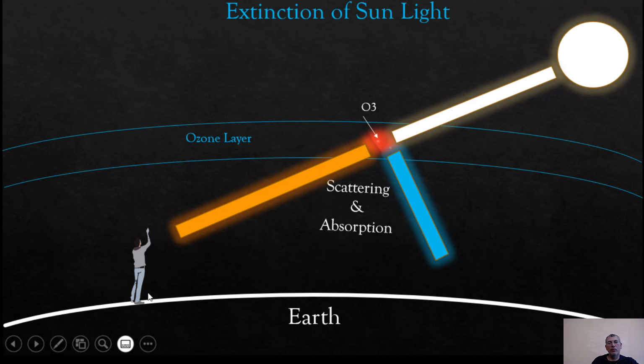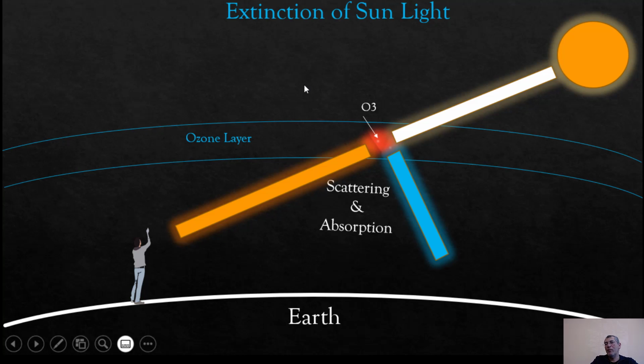So if we have a person on Earth looking at the sun, he is going to see the sun more orange, and the sky is blue because of this scattering phenomenon. This molecule scatters the blue, absorbs some energy, and lets the other wavelengths of light pass through. And so that's why we see the sun as orange, and the sky as blue.